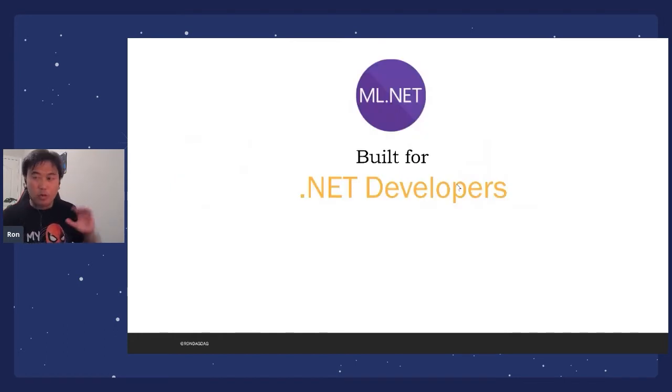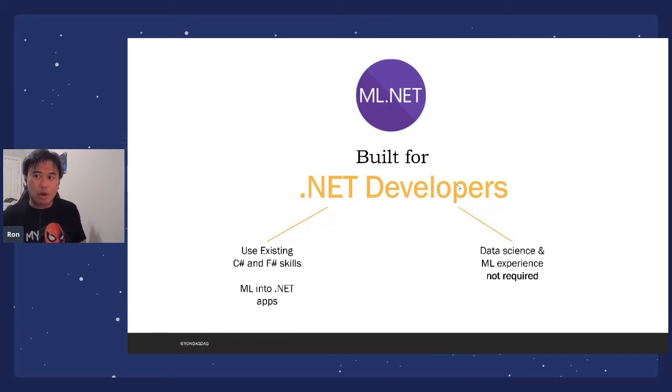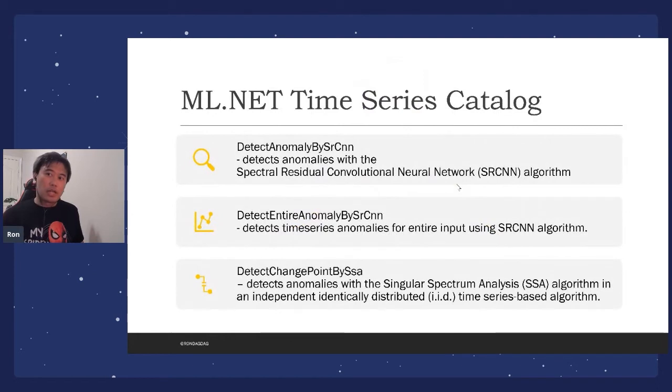ML.NET is built for .NET developers. If you're developing C# or F#, use your existing skills. It does not require you to have machine learning experience to be able to incorporate machine learning into your .NET application. ML.NET has a time series catalog that you can use to do anomaly detection. There are a few items in the library to detect. I'm not going to talk through each one of these, but if you need to research a little bit more, they have different algorithms that they're using, and it's documented there.